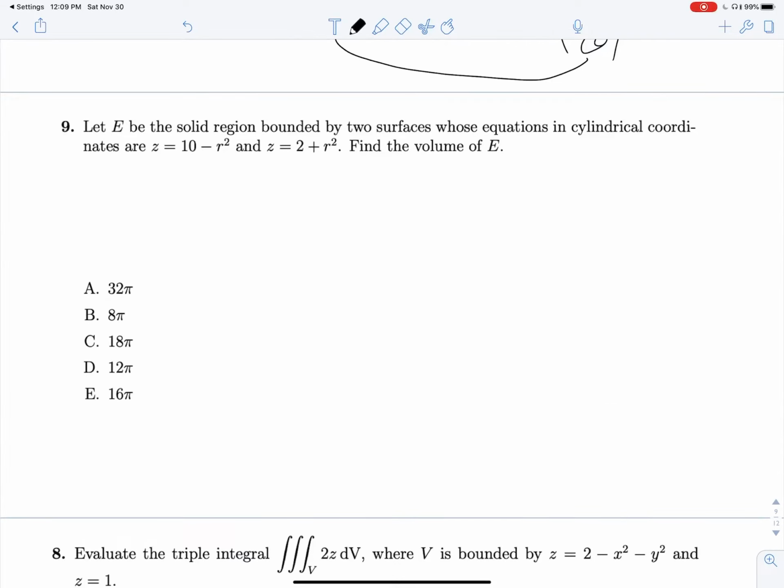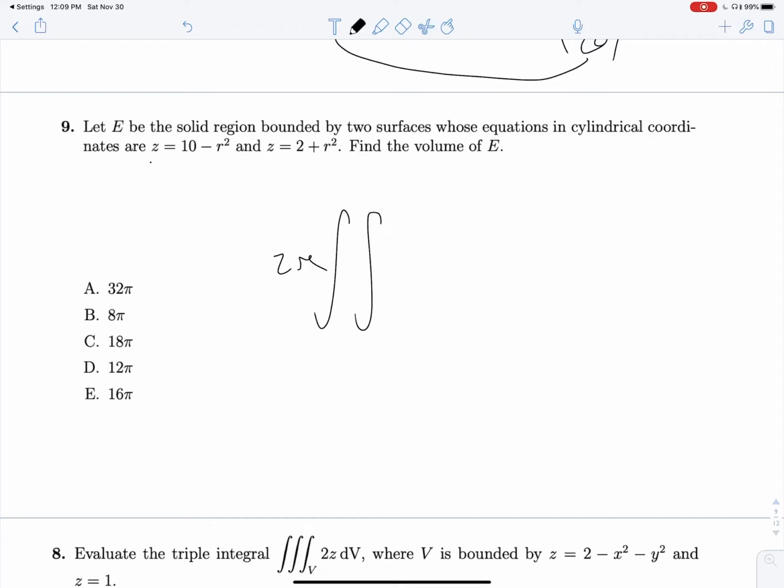Let's let E be the solid region bounded by the two surfaces whose equations in cylindrical coordinates are these guys. And we're told to find the volume of E. So we can set this up as a triple integral, even though we know that it's really a double integral with 2 pi sitting outside. We're not bounded on theta at all. And when r is equal to 0, we'll be able to tell which one of these is the upper surface and which is the lower surface.